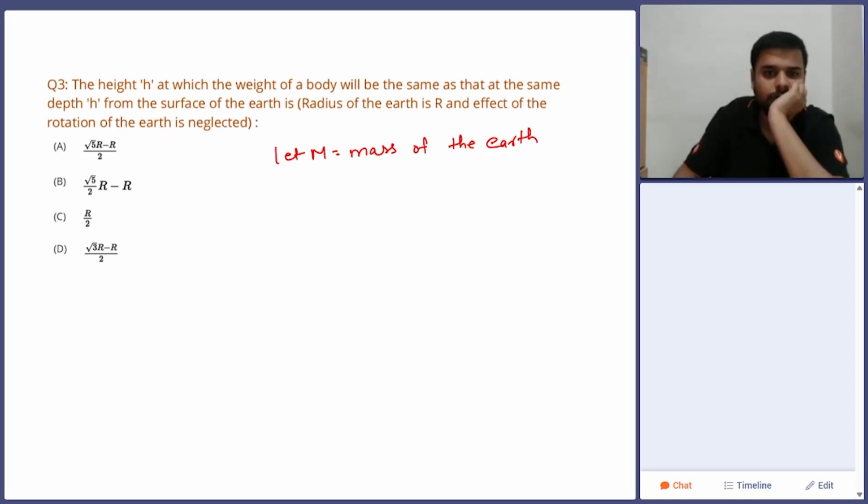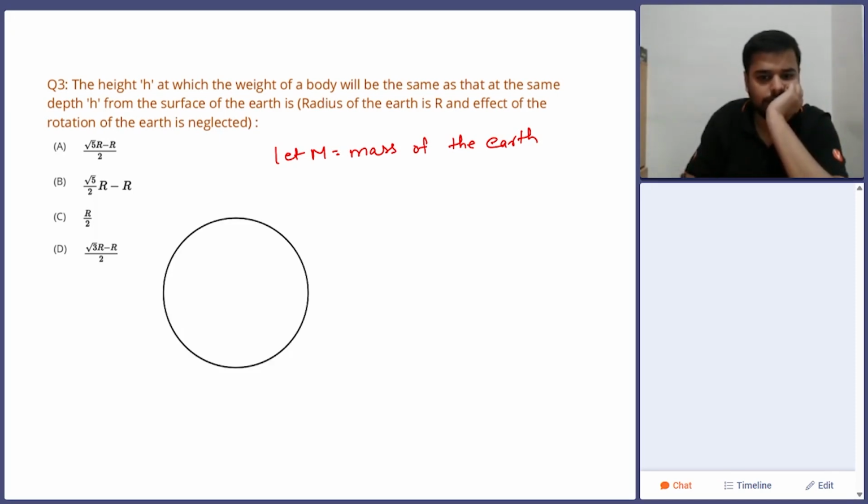And if we draw the diagram, first of all, let's draw the diagram first. Okay. So if we draw the diagram, here what we can see, this is our earth, right? And suppose our object is taken at a height h from the surface. So this is the object, this is height h, right?